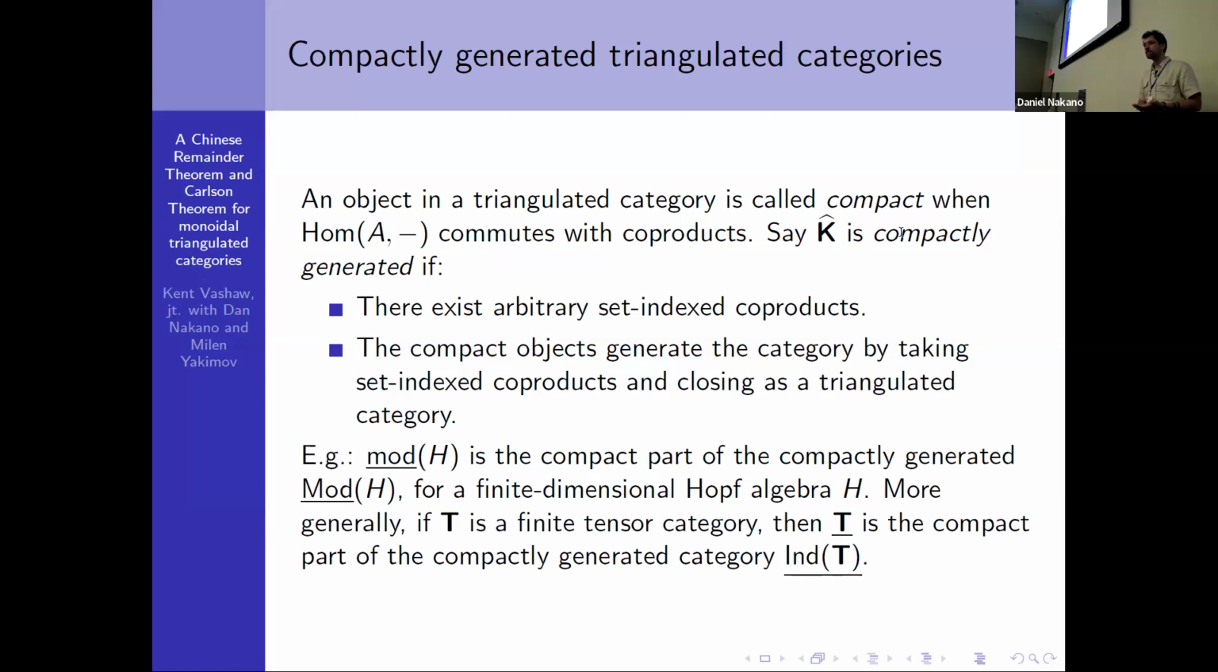Or more generally, if you have some finite tensor category T, then T underlined sits as the compact part of just the stable category of the indization of T. So we prove this theorem in this generality of compactly generated categories, but if you prefer, our real motivation is coming from stable categories of finite tensor categories, and that's a fundamental example of this.